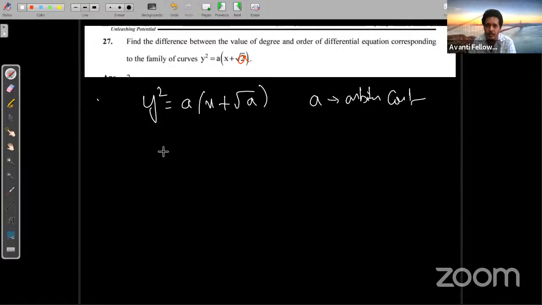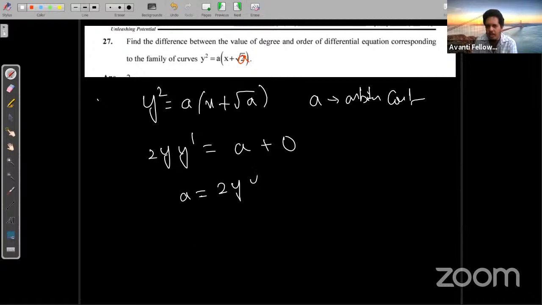With one arbitrary constant, how many times do you have to differentiate? You have to differentiate only once. Obviously, if you are having one arbitrary constant, you have to differentiate it once only. So try to differentiate this equation, and once you differentiate, you can eliminate the arbitrary constant and find the differential equation. 2y dash is equal to A plus 0. So how much did you get? A is equal to 2y dash.